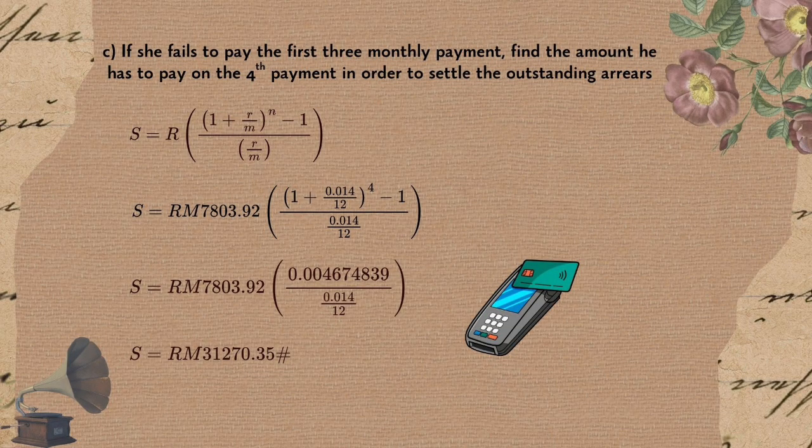Question C. In this question, n will change to 4 because it wants the amount on 4 payments in order. If we find the question with the sentence she or he needs to pay, we need to use the formula S equals R bracket (1 plus R divided by M) in parentheses power n minus 1 divided by R divided by M bracket. So S equals Rm 7,803.92 bracket (1 plus 0.014 divided by 12) in parentheses power of 4 minus 1 divided by 0.014 divided by 12 bracket. And the answer is Rm 31,270.35.